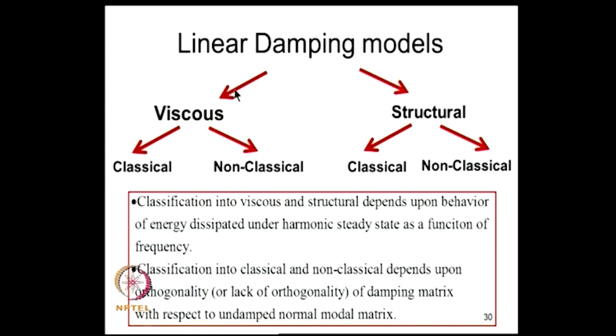The classification into viscous and structural damping has to do with how the energy dissipated per cycle behaves as a function of frequency. The classification into classical and non-classical has to do with the structure of the damping matrix. We say that the damping is classical if the damping matrix is such that the undamped normal modes diagonalize the damping matrix, otherwise we call it non-classical. So, this classification is applicable to structural damping also. So, we will begin by outlining the difference between viscous and structural damping.